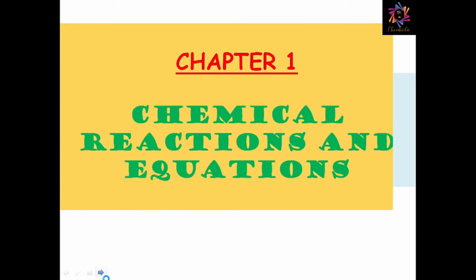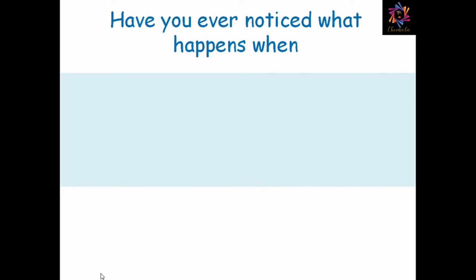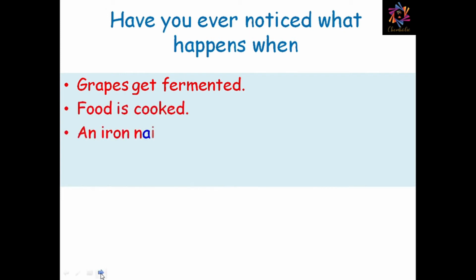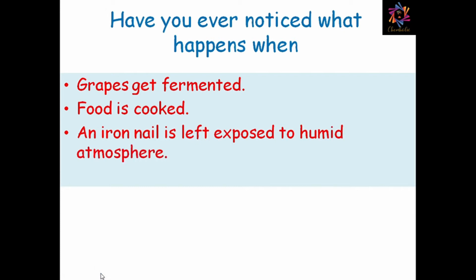So let's start. I have listed 3 situations in front of you, and I'll ask a question to all of you. Have you ever noticed what happens when grapes get fermented, or food is cooked, or an iron nail is left exposed to the humid atmosphere? So guys, these are the 3 situations I am giving in front of you. Please use your mind and think whether the transformation is a physical change or a chemical change.